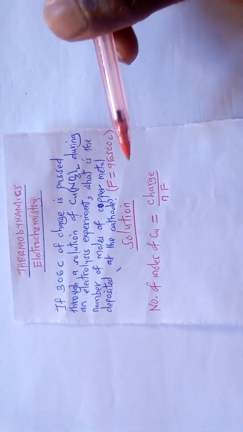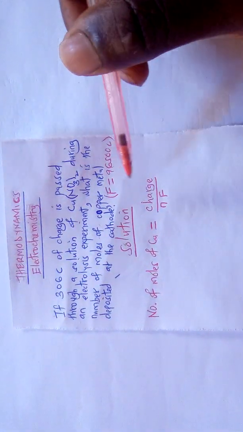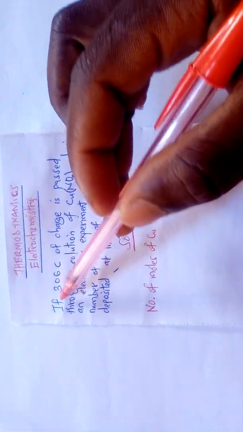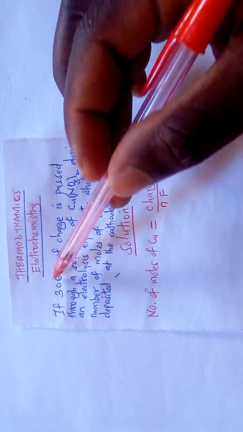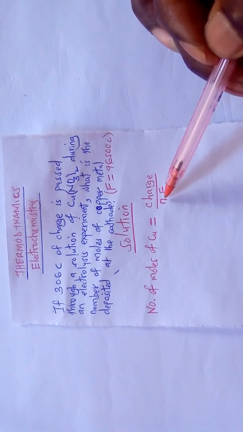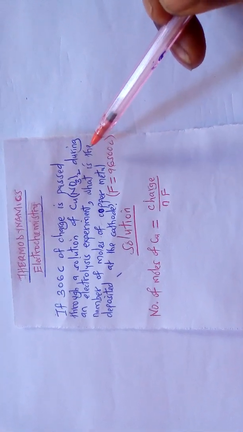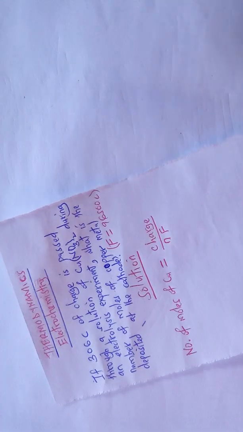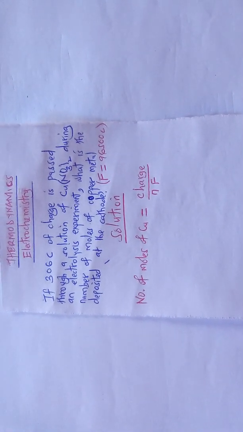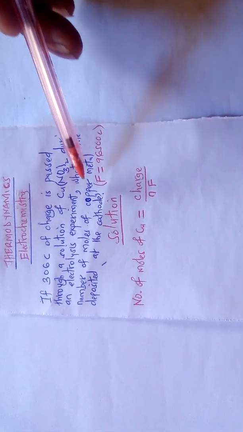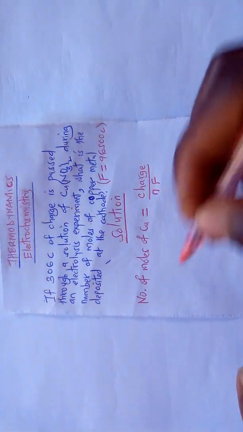Your work now is to find out whether you've been given the charge, n, and the Faraday constant. As you can see, we've been told that 306 coulombs of charge is passed, so my charge here is 306. Then I have n. Remember, since copper is a positively charged metal, it must be deposited at the negative terminal of the battery, and the negative terminal usually is the cathode. So we shall write the equation showing how copper is deposited at the cathode.